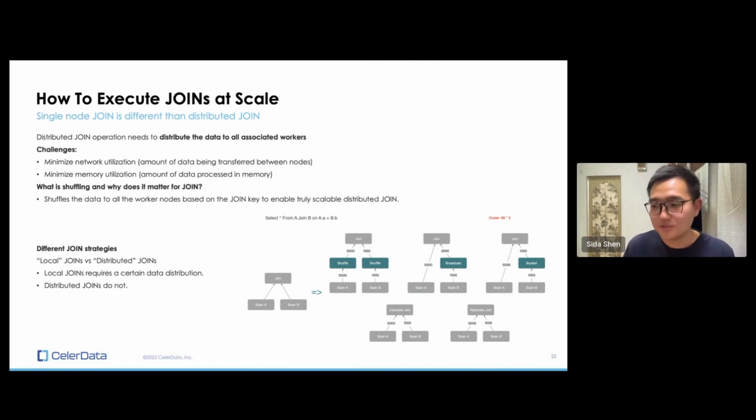And to use multiple nodes to process a query, a local join requires a certain data distribution, right? So you first have to organize your data in a certain way for the join to work on multiple nodes, right? And distributed join actually sends the data on the fly during the join query execution, right?